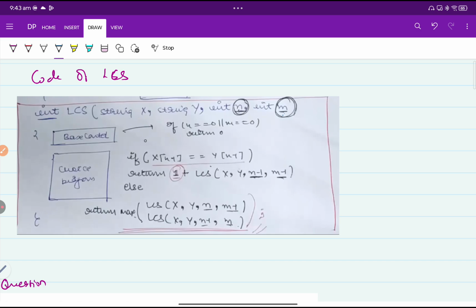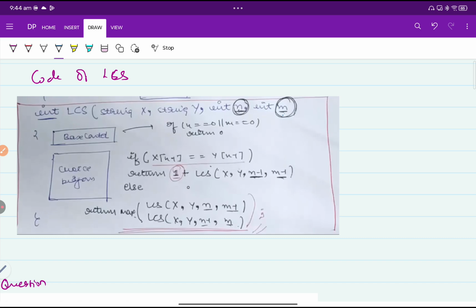The base condition is: if n equals 0 or m equals 0, then I have to return 0. This is the base condition, as we have discussed. Suppose any string doesn't contain any element, then in that case I have to return 0.